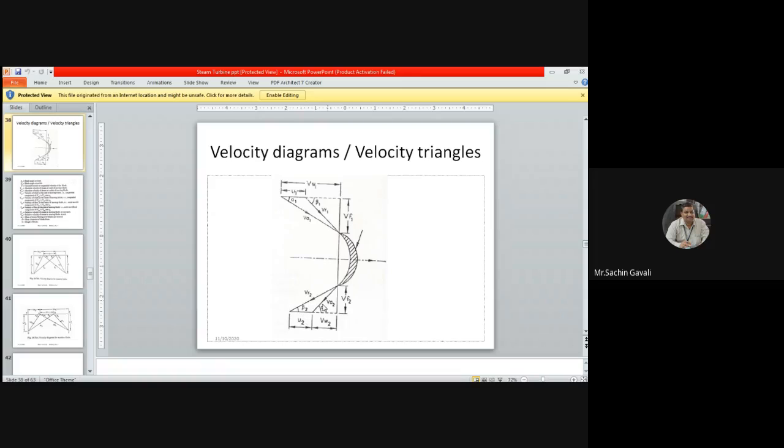This VA2 also has two components: one is VW2, and the other is VF2. VF2 is responsible for the flow of steam from the inlet edge to the outlet edge. These VF1 and VF2 are flow components, and VW1 and VW2 are responsible for the whirling action, or work done, by the steam on the turbine.